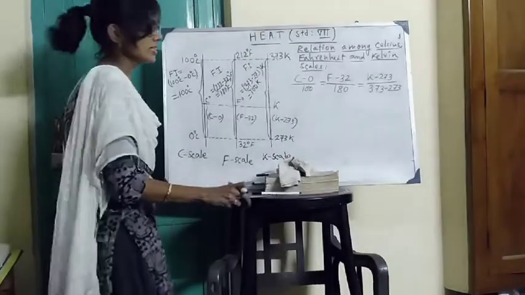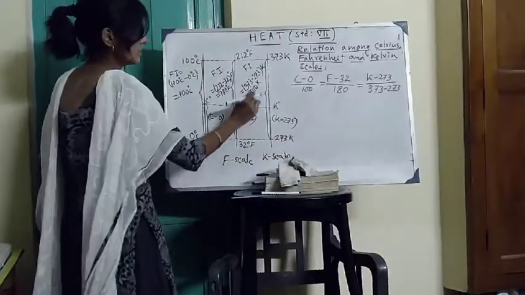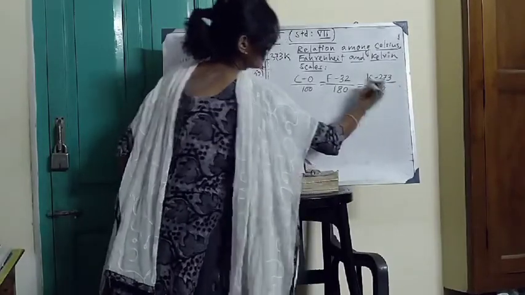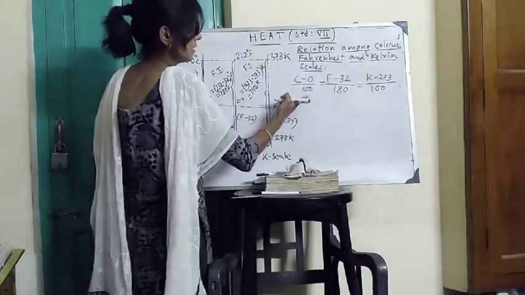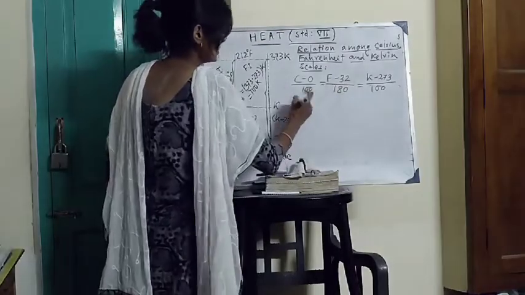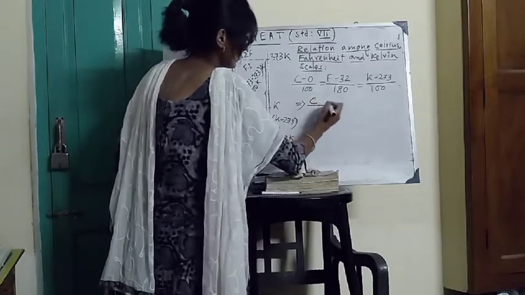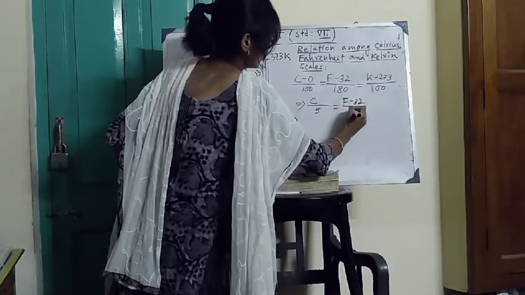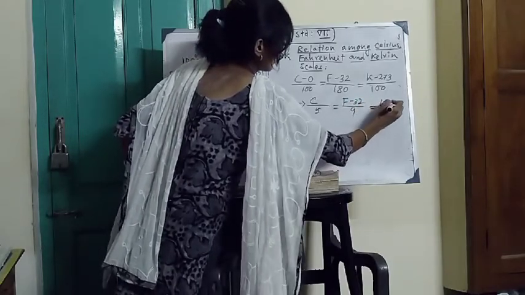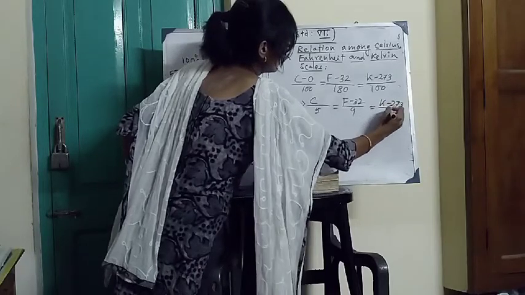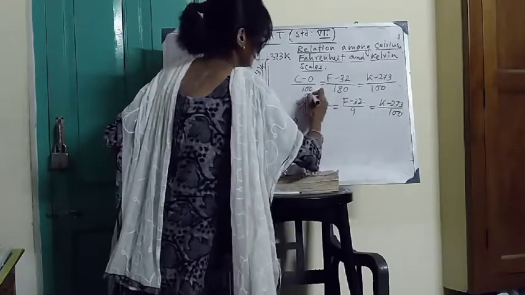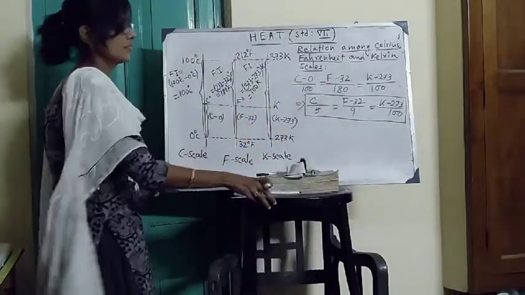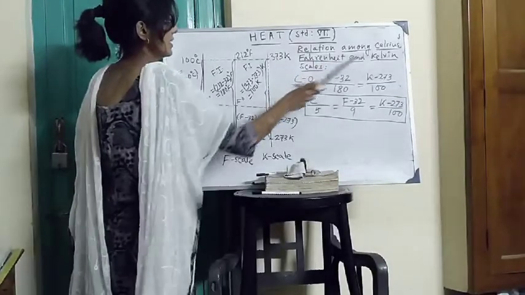Okay, we can simplify it. 373 minus 273 is 100, so better we write here 100. Simplify: in the denominator, 100, 180 and 100. So we can write C minus 0, which is C, divided by 5, is equal to F minus 32 divided by 9, is equal to K minus 273 divided by 100. This is the required relation among Celsius, Fahrenheit and Kelvin scale.